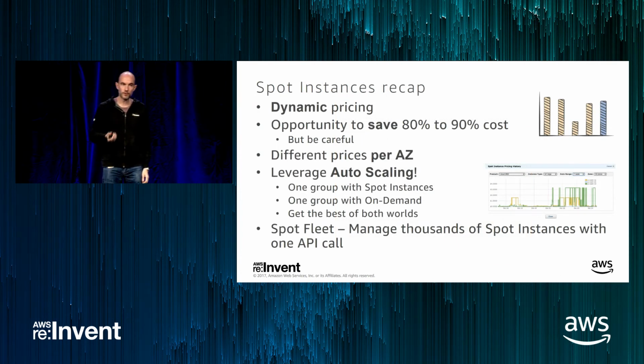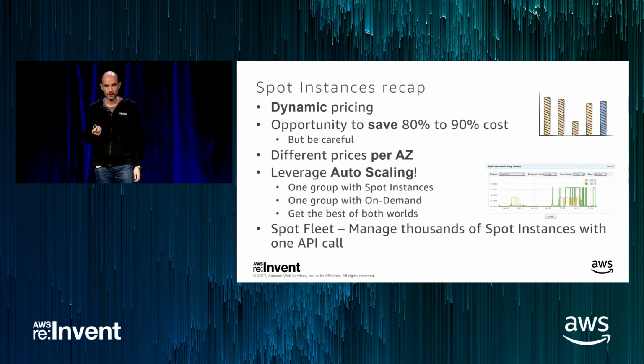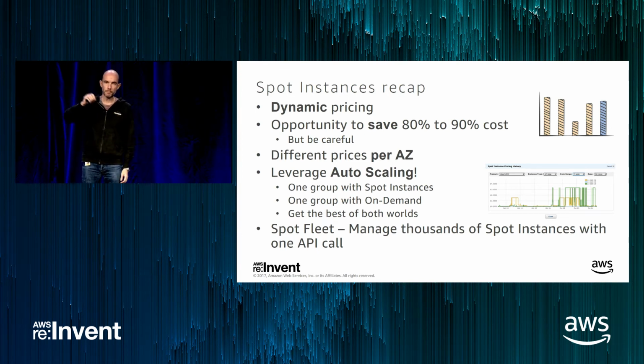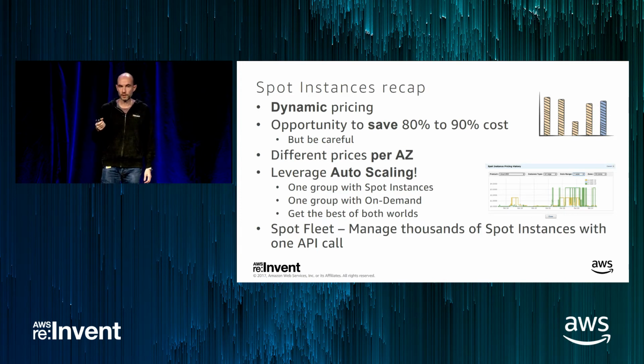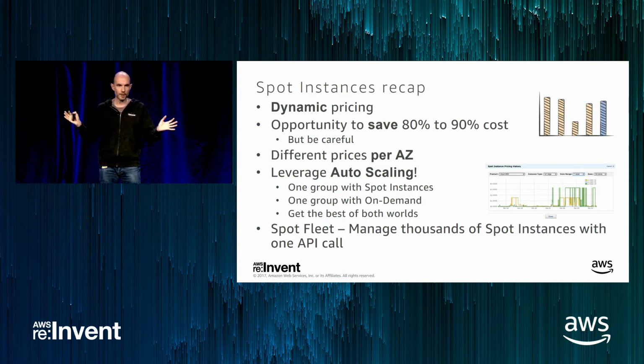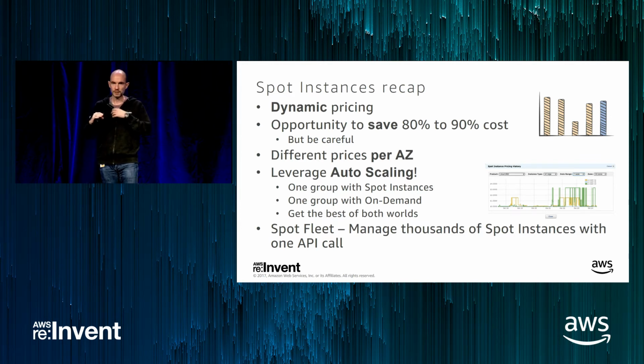Spot instances give you dynamic pricing, which is a great opportunity for you. You can save up to 80 or 90% cost. Those prices can vary per availability zone. So you can use something like spot fleets that will give you the opportunity to say, okay, I don't care where my instance is. I don't care what availability zone. Here are the 3, 4, 5, 7 instance types I'm prepared to use. Just find the cheapest one and go and run with it.